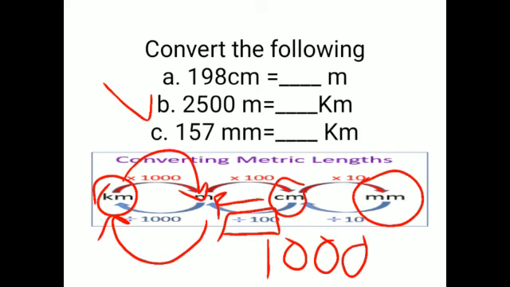1 followed by 6 zeros, 10 raised to the power 6. So 157 mm divided by 1,000,000 is equal to the value in kilometers.